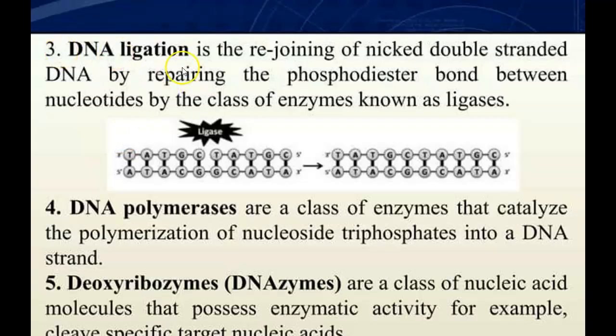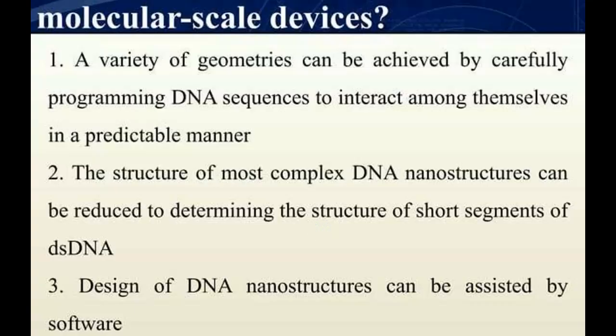The third assembly process is DNA ligation, that is basically the rejoining of nicked double-strand DNAs by repairing of phosphodiester bonds between the nucleotides by a class of enzymes which are known as ligases. The next process is DNA polymerases that catalyze the polymerization of nucleotide triphosphate into a DNA strand. Deoxyribozymes are a class of enzymes or nucleic acid molecules that possess enzymatic activity. For example, they cleave specific target nucleic acids.